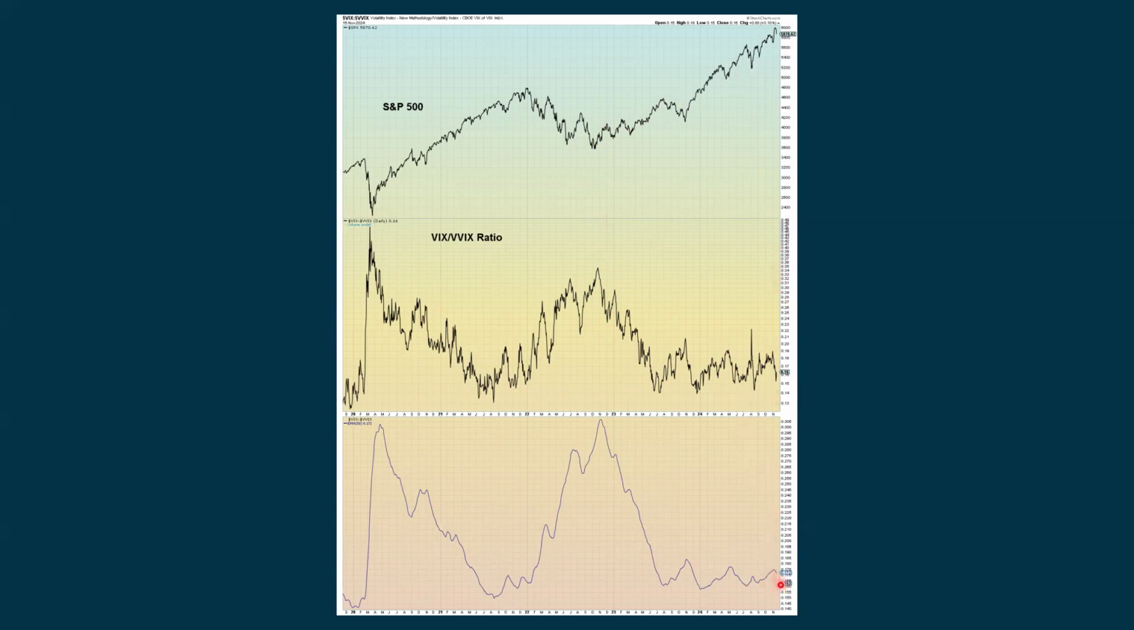We'll have to see. Is that going to continue to go down? That would typically be more negative. If it turns and starts to go back up, that could be negative for stocks, but if it continues to go down, that's typically more positive.